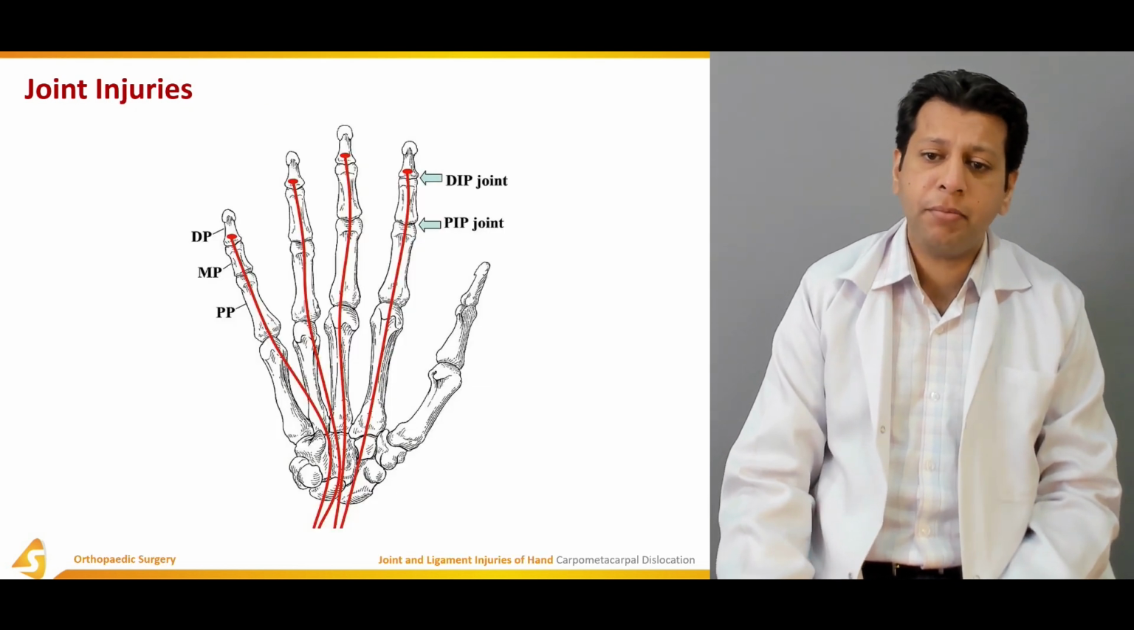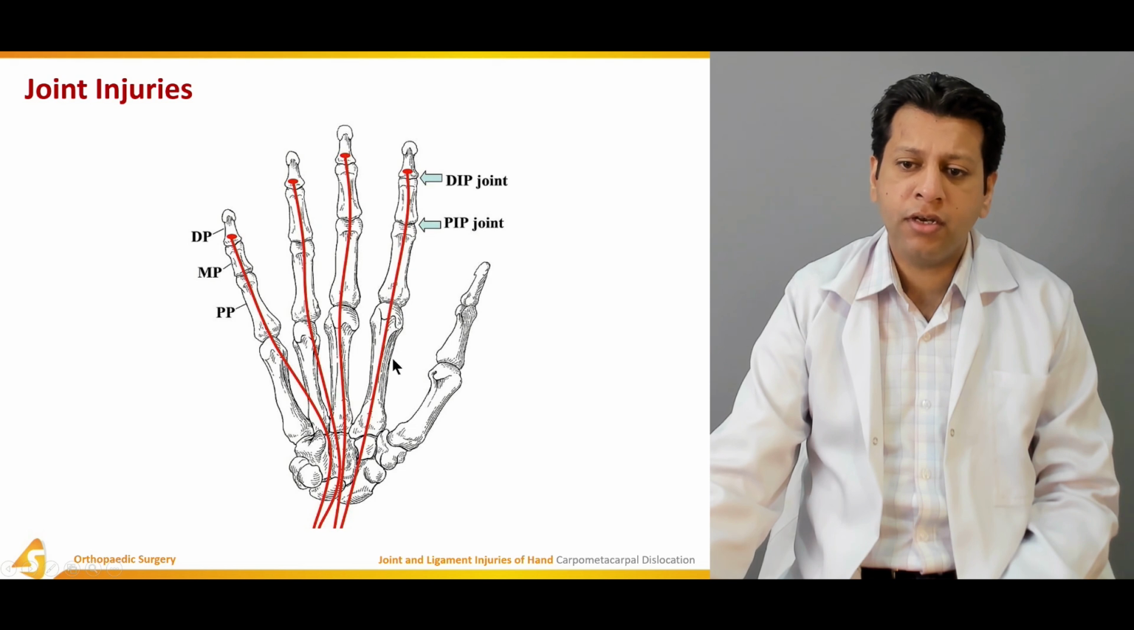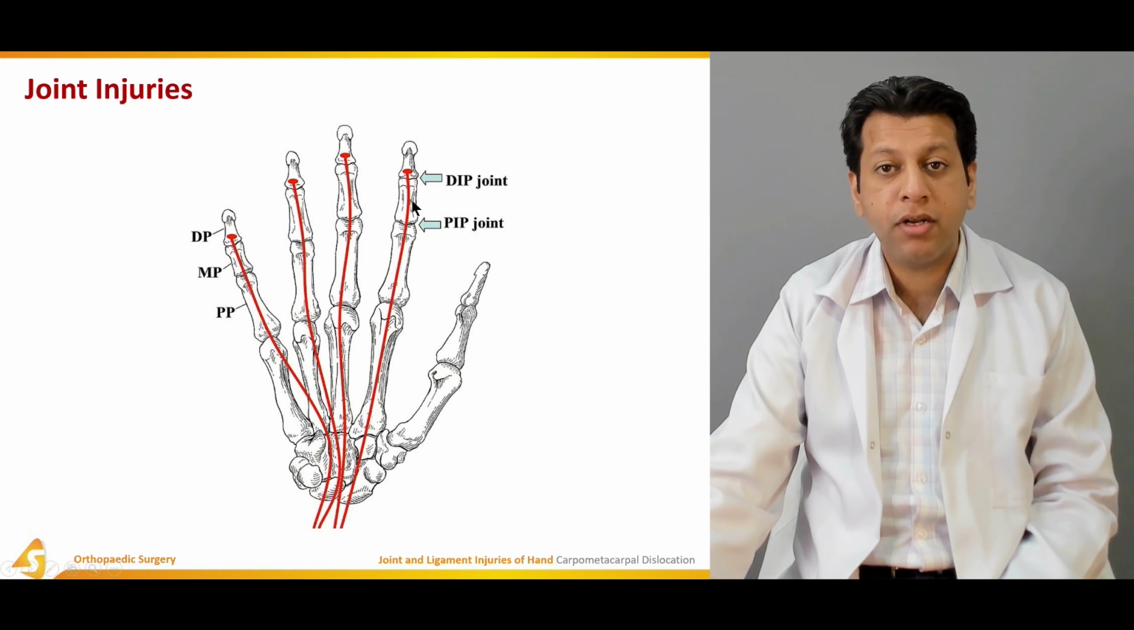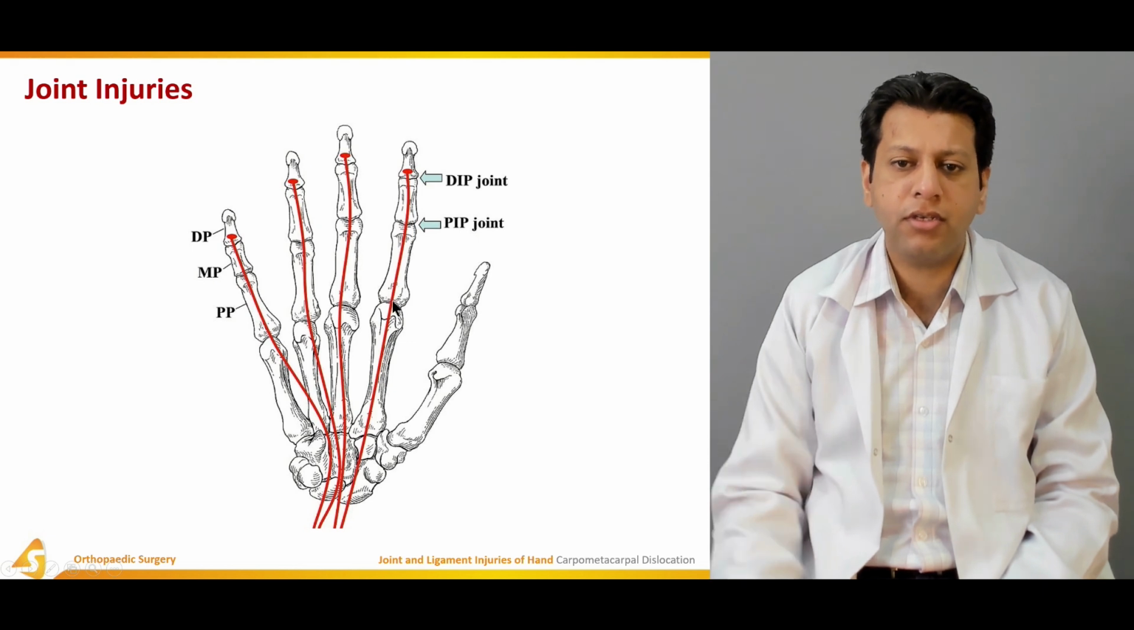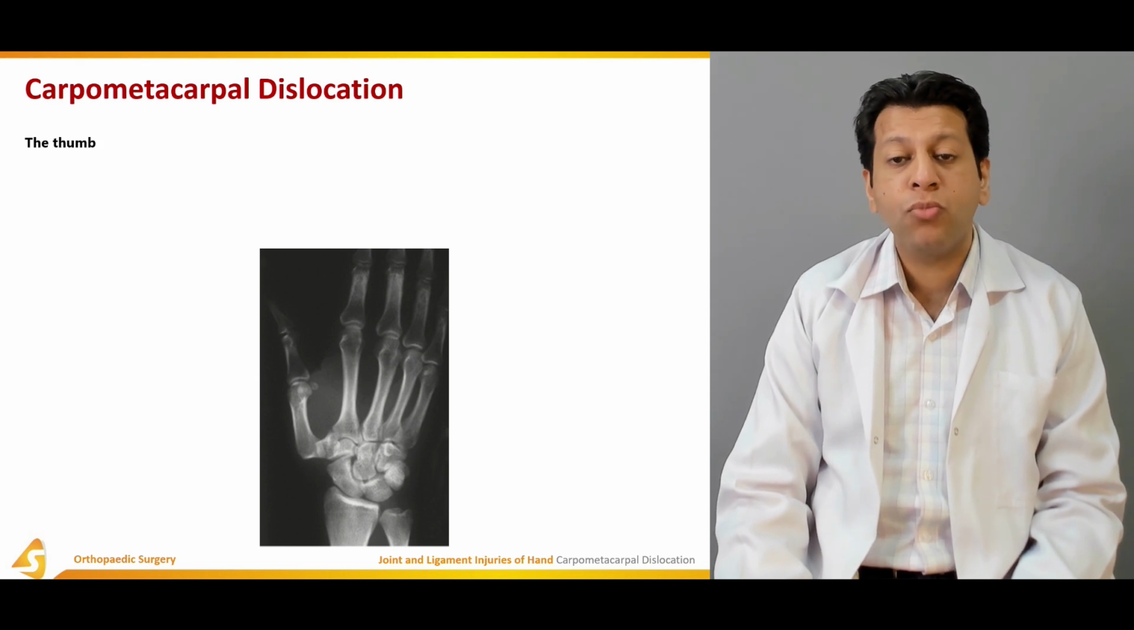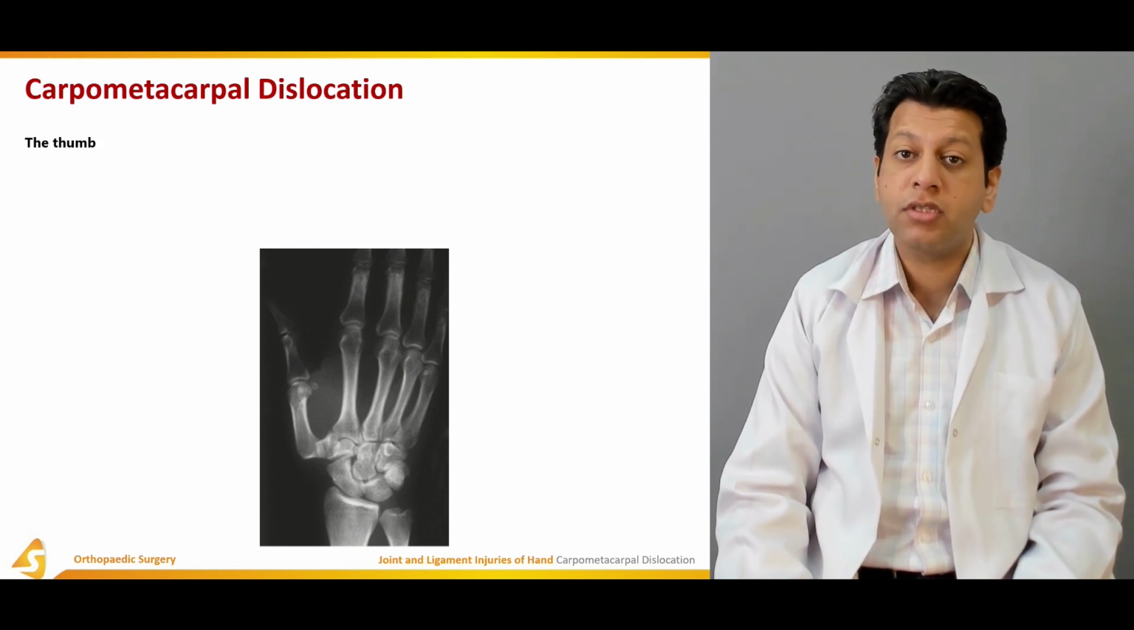Now if you see this anatomy over here, these are the metacarpals. These are 1, 2, 3, 4 and 5. Then there's the proximal phalanx, the middle phalanx, and then comes the distal phalanx. In between them we have a proximal interphalangeal joint between the proximal and middle one. Then between the middle phalanx and the distal phalanx we have the distal interphalangeal joint. And these are the carpometacarpal joints, in which this joint can get injured or fractured, especially in the case of carpometacarpal fracture dislocations. Now, most commonly it involves the thumb area.